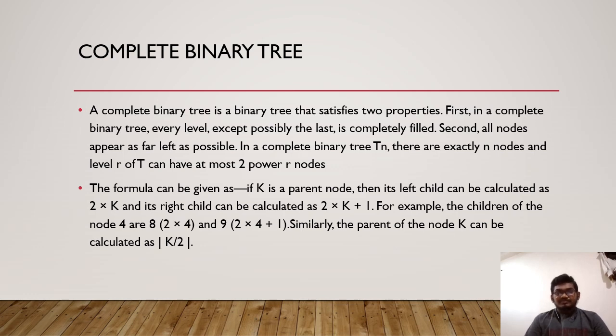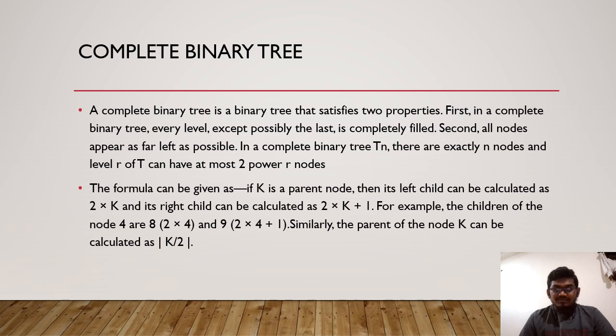Complete binary tree. It is a variant of the binary tree. A complete binary tree is a binary tree that satisfies two properties. First, in a complete binary tree, every level except possibly the last is completely filled. Second, all nodes appear as far left as possible. In a complete binary tree Tn, there are exactly n nodes, and level R of T can have at most 2 power R nodes.